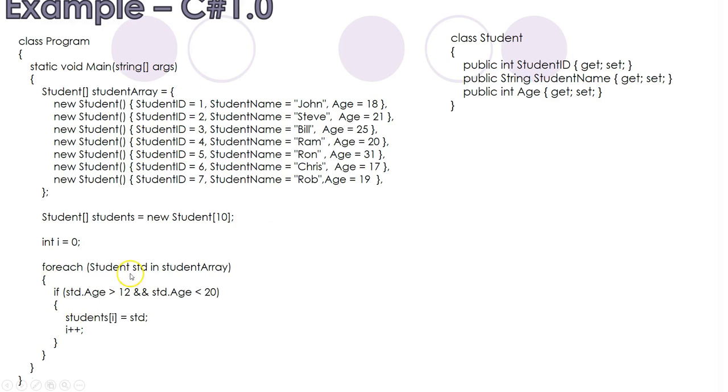Then we had to traverse each of these to get the student whose age is greater than 12 and less than 20. Okay, and then we used to list them, and this is the loop that's working here. Anyway, so this was the program that we used to write in C# 1.0 with our data source.